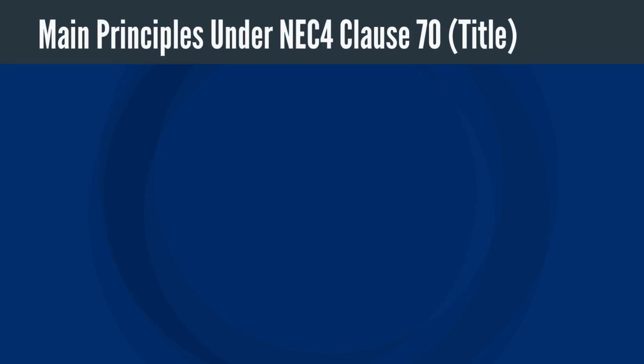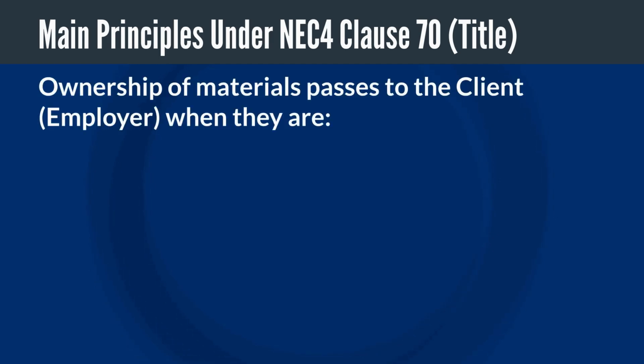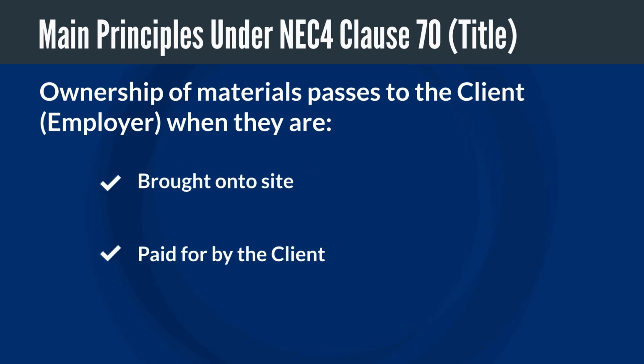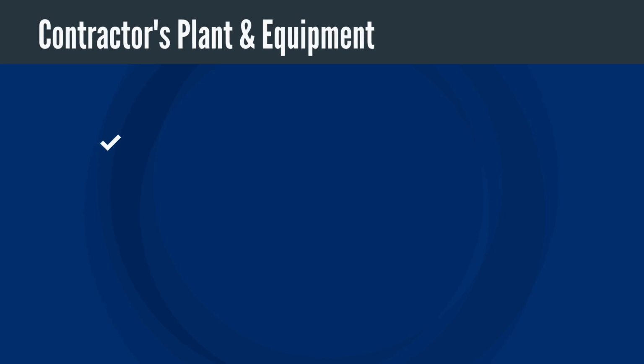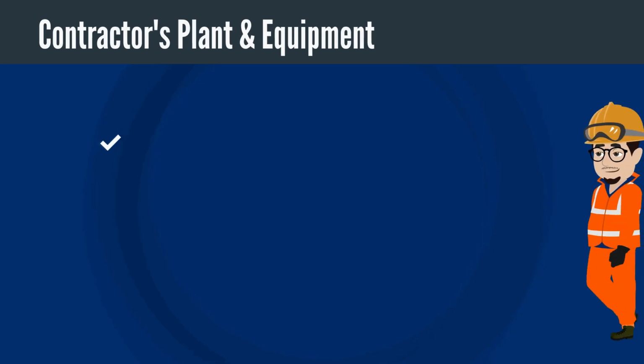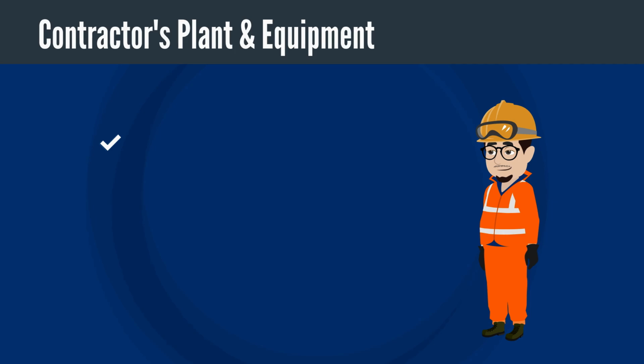Although the exact clause number may vary slightly between NEC editions, the general rules are as follows. Ownership of materials passes to the client when they are brought onto site or paid for by the client, even if not yet delivered to site. This means if the employer has paid for something, for example prefabricated components stored off-site, they legally own it, even before it's installed.